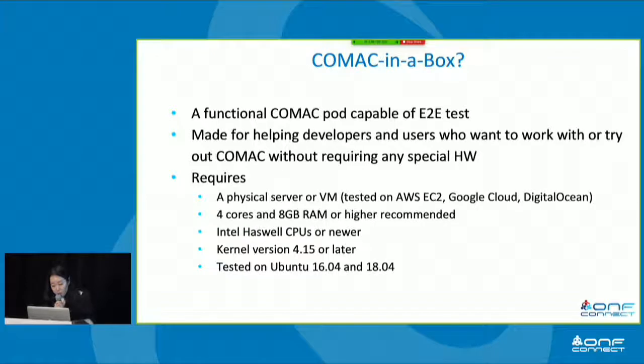So COMAC-In-A-Box can be deployed on a physical server or VM. So far, we've tested AWS EC2, Google Cloud, and DigitalOcean VMs, and it worked well. There are some requirements, though. You need at least 4 cores, and 8 GB RAM or higher is recommended. And Intel Haswell CPUs or newer are required, and also kernel version 4.15 or later.